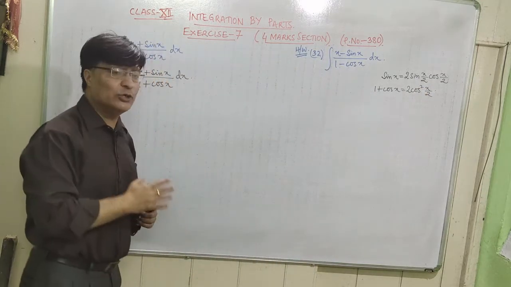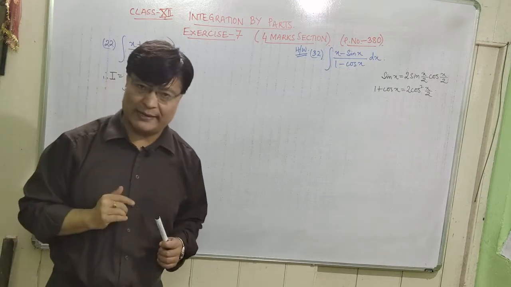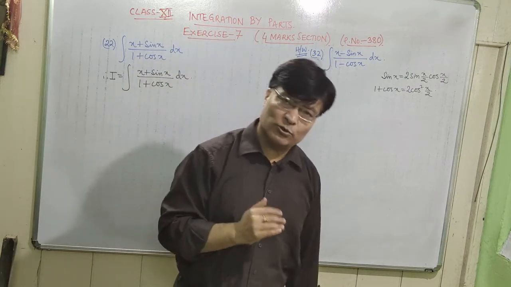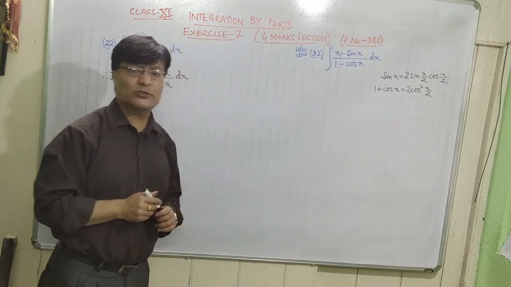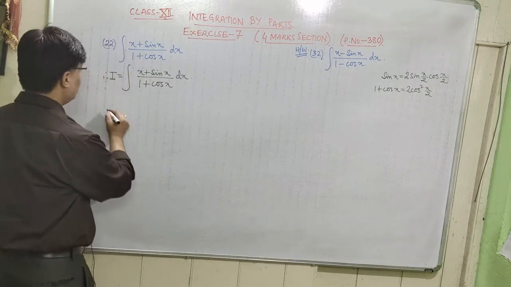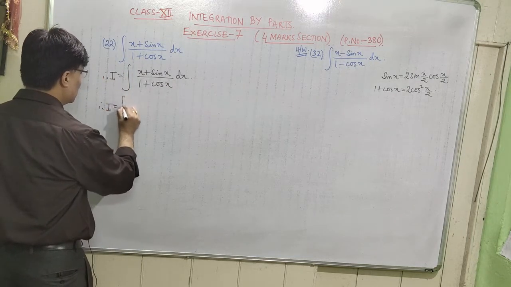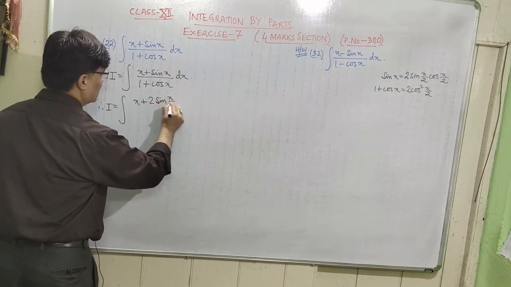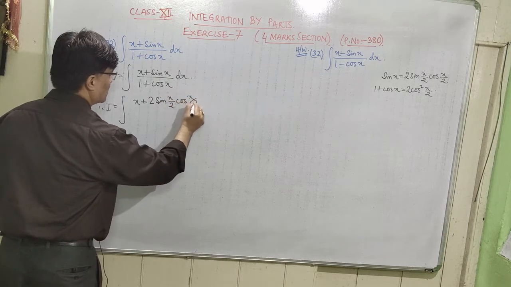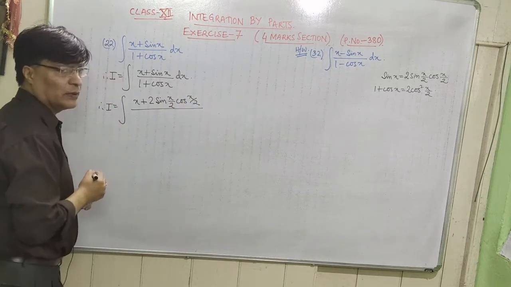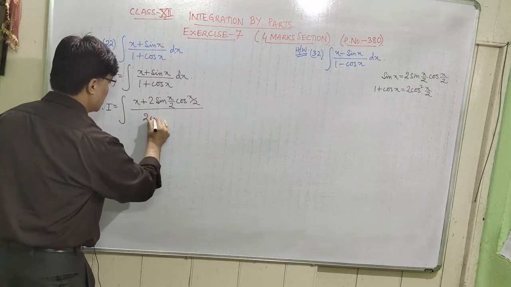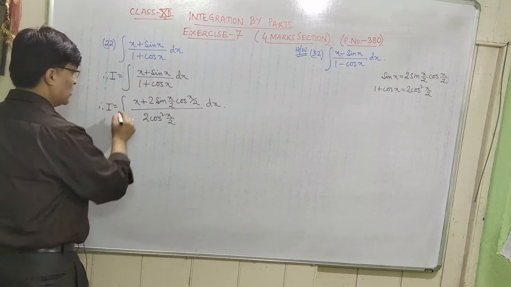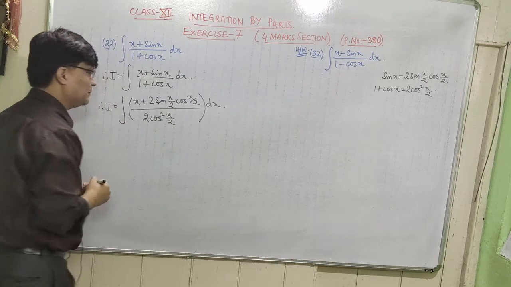So now in this case you should use the formula from submultiple angle. So you should know that sin x is equal to 2 sin x by 2 cos x by 2, and 1 plus cos x is 2 cos square x by 2. Okay, so therefore I is equal to integration of x plus, what is sin x? You can write here 2 sin x by 2 cos x by 2 divided by, what about 1 plus cos x? It is 2 cos square x by 2. Then what do we write? dx. Okay, so let us keep it within bracket.